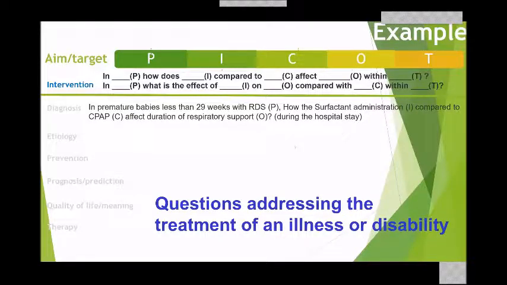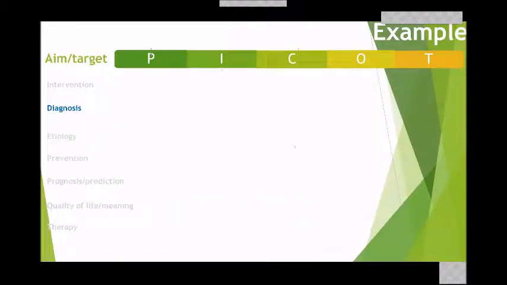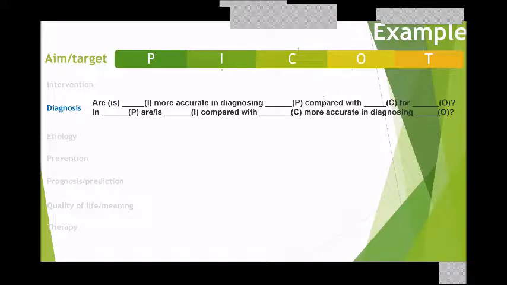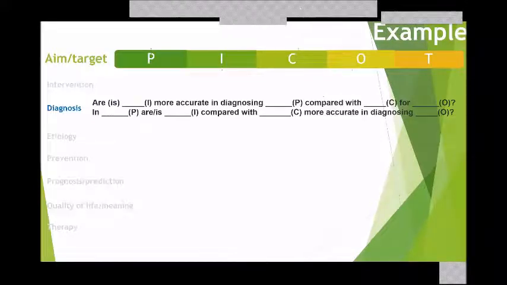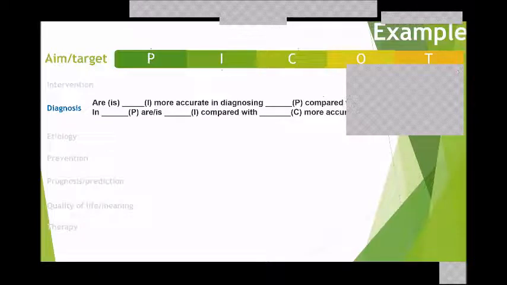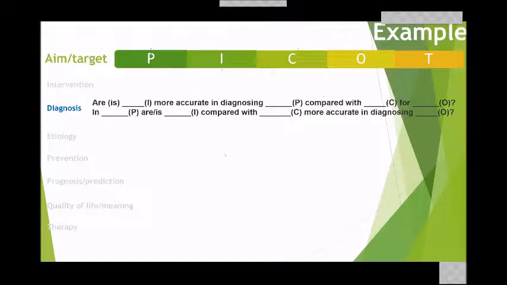So let's move to another question. Diagnosis, same frame. The diagnosis can be, of course, one, or it can be more than one. So are or is an intervention or indicator more accurate in diagnosing the population compared to the comparison for the outcome? And you can see here there is no time because it implies the study time.